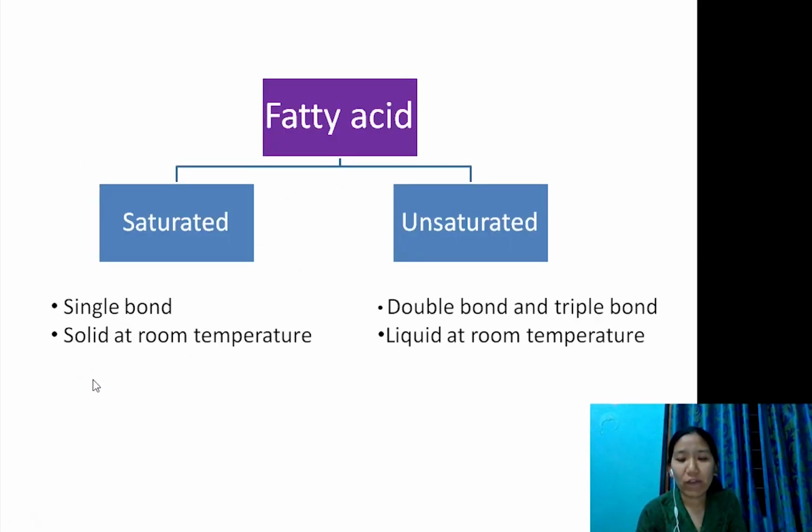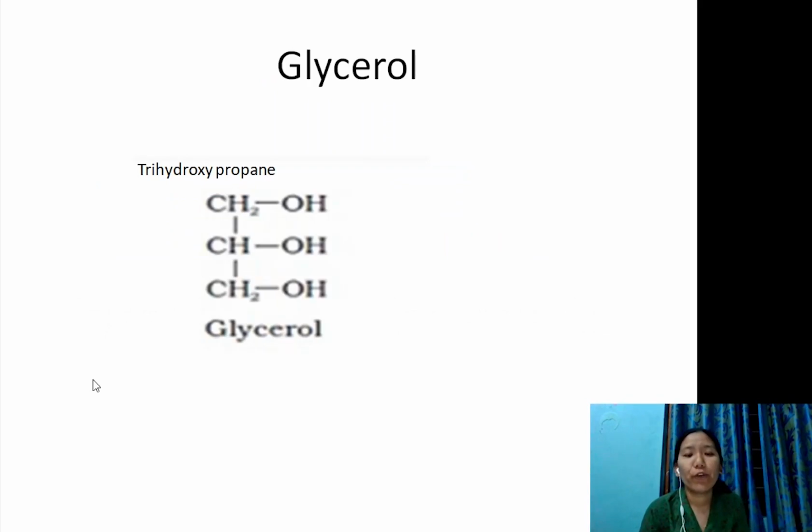Next, fatty acids can be classified into saturated and unsaturated fatty acids. Saturated fatty acids have a single bond between carbons. So the bond between carbon to carbon is a single bond, whereas in unsaturated fatty acid there is a double bond or triple bond between carbons. Saturated fatty acids remain solid at room temperature, whereas unsaturated fatty acids are liquid at room temperature.